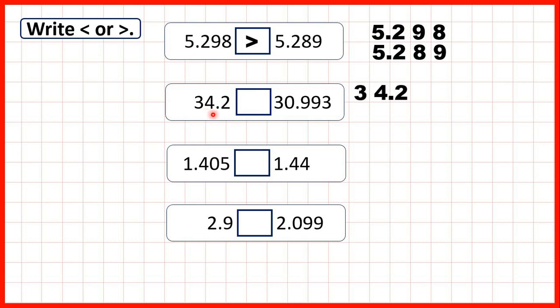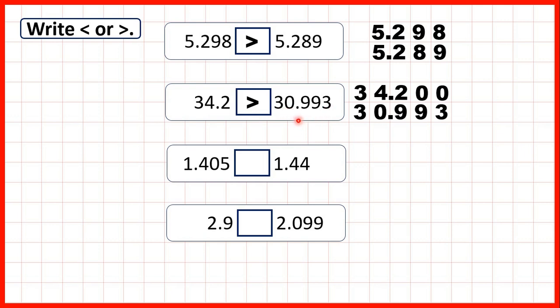Now we have 34.2 and 30.993. So our decimal points are lined up, which means our place values are lined up as well. And sometimes it's easier if we have empty squares, like we have here, to write zeros in those empty squares. Now we start by comparing the larger place values, which here is our tens, and both numbers have 3 tens. So we go to the next place value to the right, and the first number has 4 in the ones and the second number has 0.